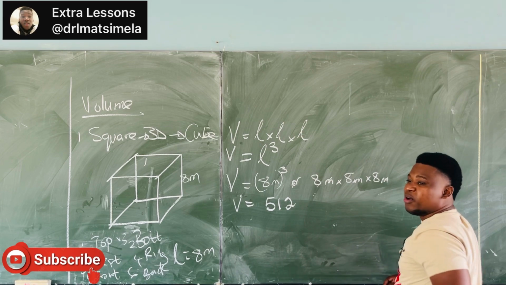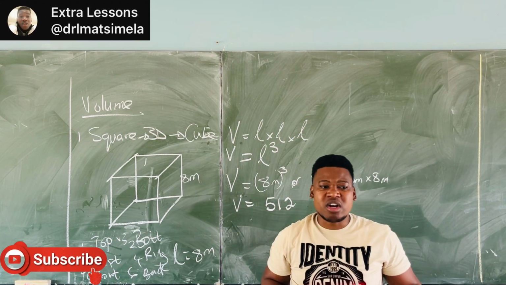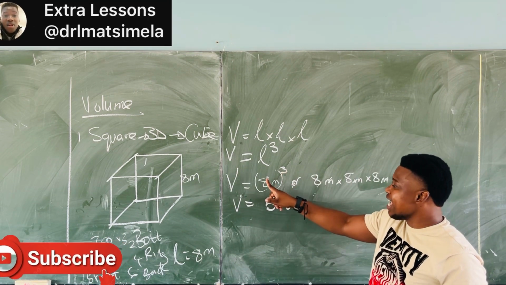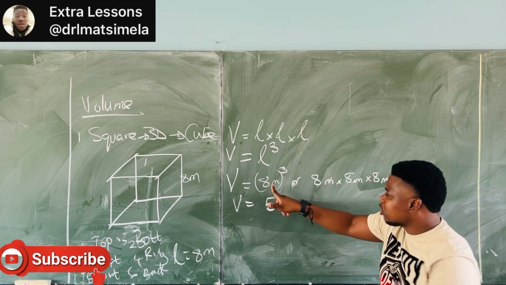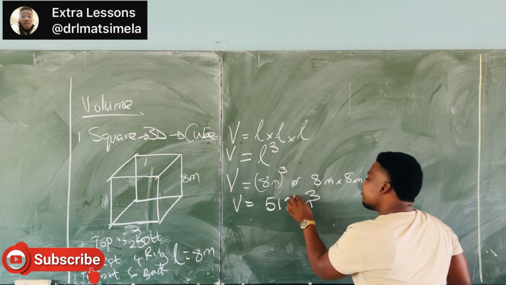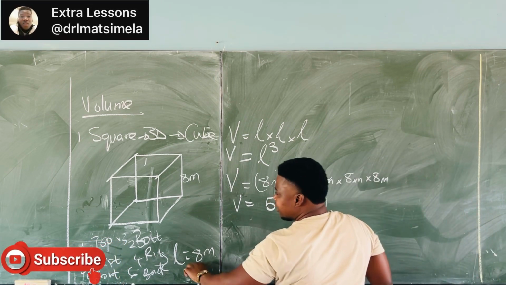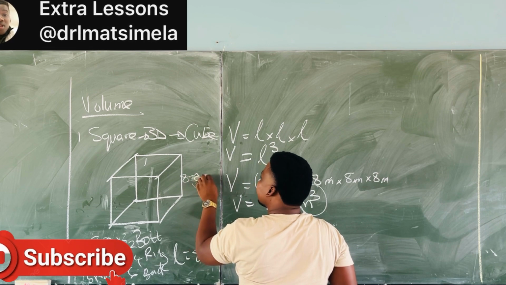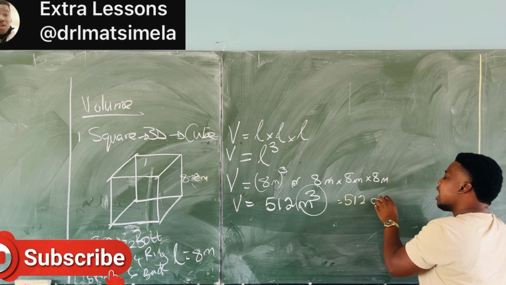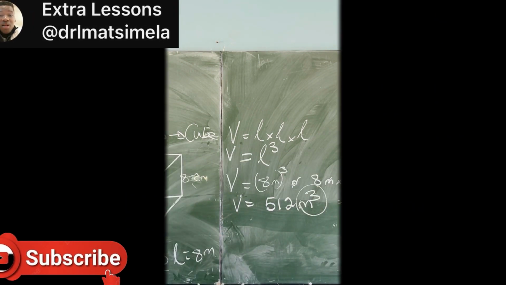512. Since it's 512 and the side is measured in meters, look how we're going to take it. Since it's 8 meters cubed, it's like saying 8 to the power of 3, and also m to the power of 3. So volume has measurements to the power of 3. If it was in centimeters, we would have 512 centimeters to the power of 3. Are we clear? Yes.